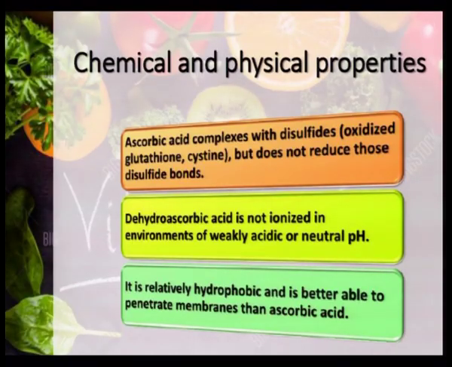glutathione and cysteine. We also look here that dihydroascorbic acid is not ionized in environments of weakly acidic or neutral pH. So, this is a feature that we need to know, because some of the carbohydrates also have a complexing ability, and vitamin C's function can also be attributed to its complexing ability. And being relatively hydrophobic, vitamin C is able to penetrate the membranes well.